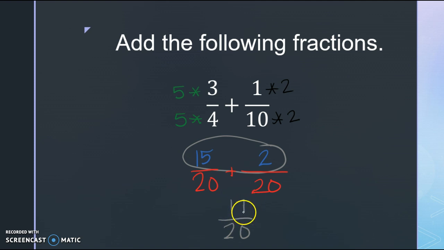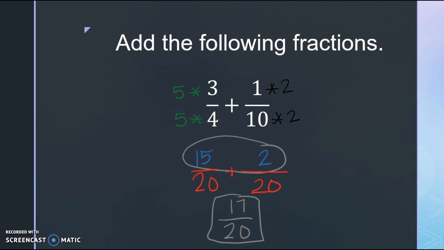Now, before we're done, we have to make sure, is this improper? No, so we're going to leave it alone. Can I simplify it at all by dividing numerator and denominator by the same number? Again, our answer is no. So 17/20 is our final answer for this problem.